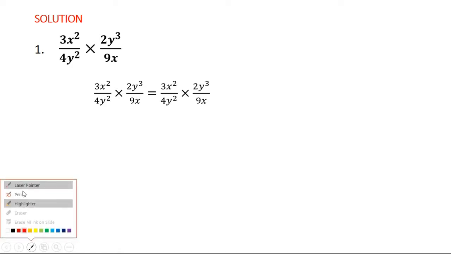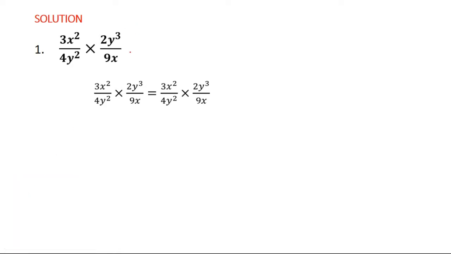Now we can see in this example that we have 3 here. Now you have 3 on the numerator here. There is 9 on the denominator here. We know that 3 and 9, 3 is a common factor of 9. So 3 can cancel itself 1 and cancel 9 3 times.